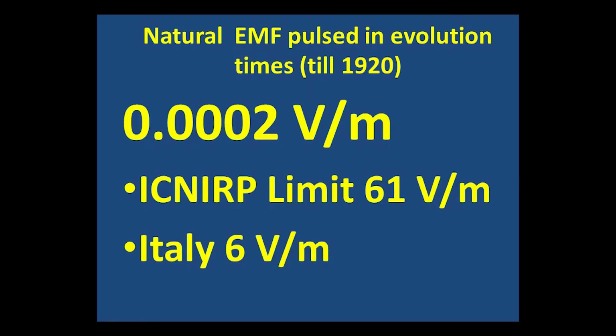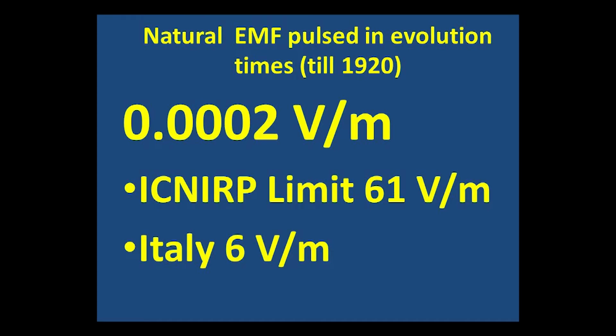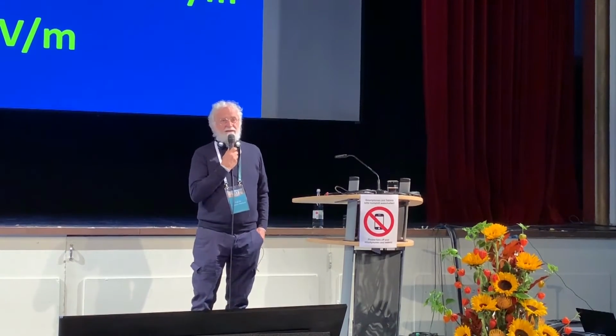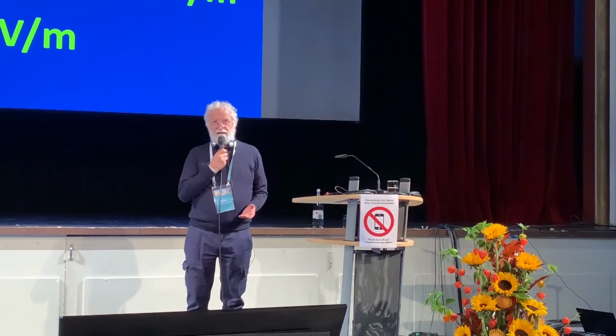The difference, for example, from the low limit are this: 0.0002 volt per meter in the environment. ICNIRP limit 61 volt per meter, Italy 6 volt per meter. You can see the enormous difference between the environment in which we evolved and the environment in which we live in the town, for example.